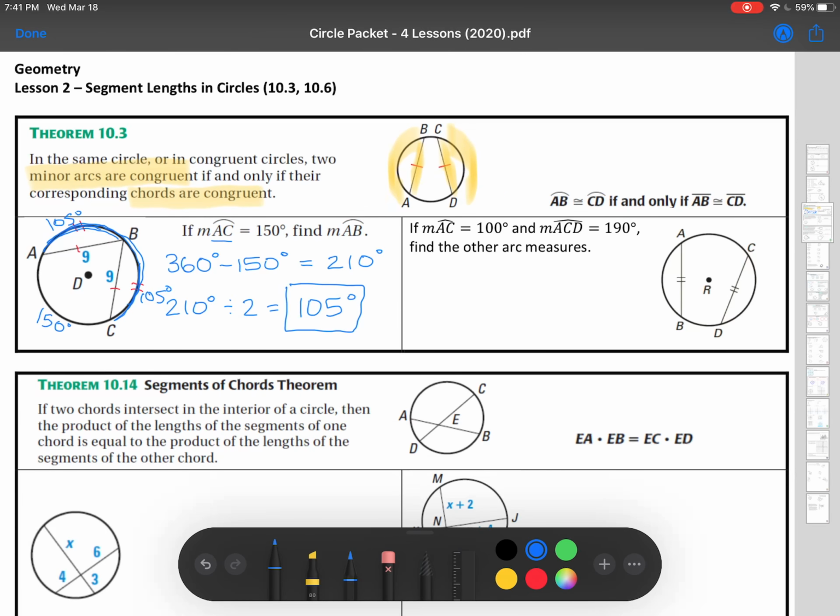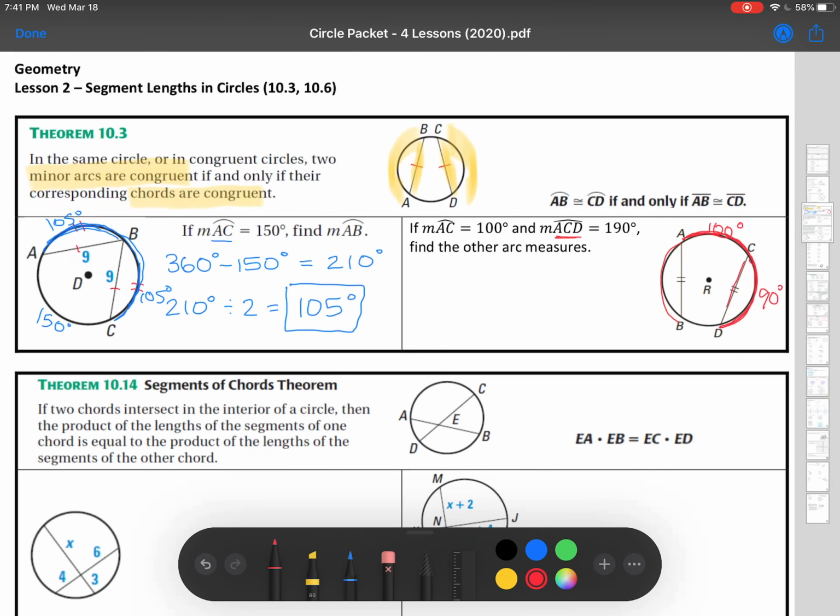All right, the second one uses the if and only if part. It's still giving us the same thing. The chords are the same length, which means that these arcs need to be the same length and the same measure. The measure of arc AC is 100 degrees, and the measure of arc ACD, a major arc because it has 3 letters from A through C and then all the way to D, is 190. Which tells me that if 100 of it is from A to C, then this would be 90 degrees right here. Find the other arc measures.